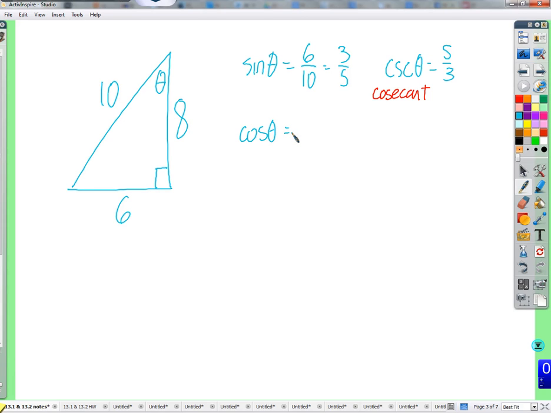All right, so the cosine is the ratio of which two sides? Adjacent and the hypotenuse, so we get 8 over 10, 4 over 5. So once we know the cosine, flip it over and we call it? Secant. S-E-C, secant, is 5 over 4. It's just like the cosecant, but about the co, it's just secant.